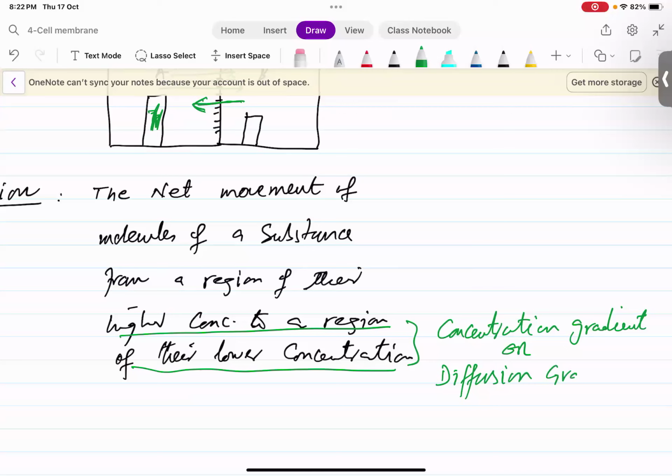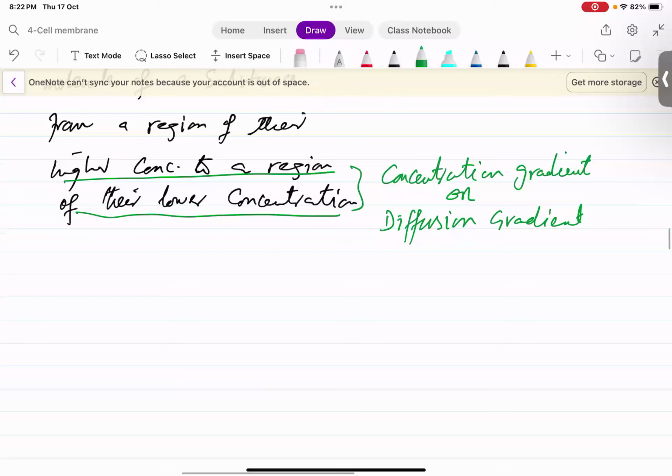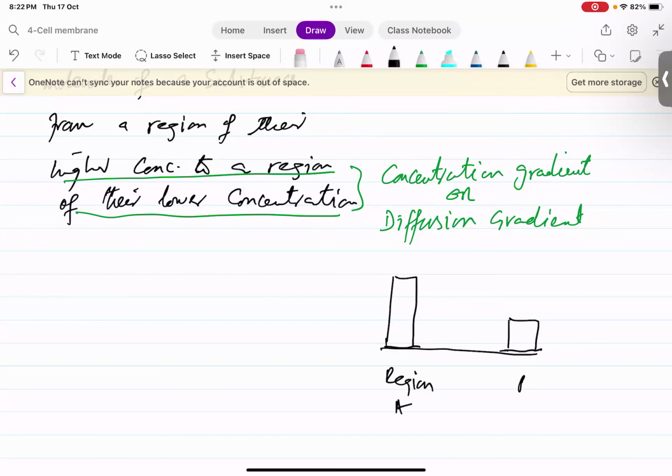Okay, so for example, if we divide this area into two regions, this is region A, for example, which has a high concentration of some molecules, and this is region B, which has a low concentration of the same molecules. Region A has high concentration and region B has lower concentration.